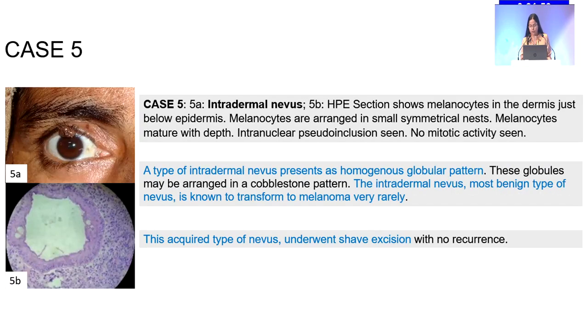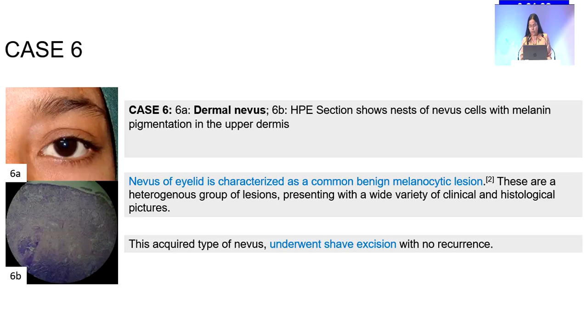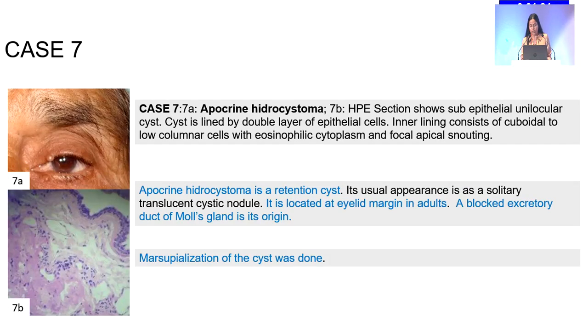Our fifth case was an intradermal nevus. It presents as a homogeneous globular pattern. The intradermal nevus, the most benign type of nevus, is sometimes known to transform to melanoma, very rarely. So this acquired type of nevus underwent safe excision with no recurrence so far. Our sixth case was a dermal nevus. Nevus of the eyelid is characterized as a common benign melanocytic lesion. In our case, again it underwent safe excision with no recurrence so far.